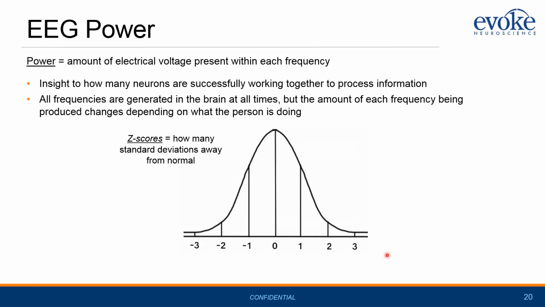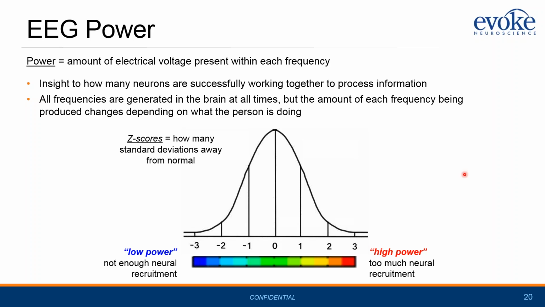So what we do is assess resting state EEG for your patient, and then we compare it to a normal database to see how far off they are from normal brain function. And we measure how far away they are from normal using z-scores, which represent standard deviations away from the norm. And we color code our z-scores using colors of the rainbow. So blue colors mean they're far away from normal because they have low power. They don't have enough neural recruitment. Red colors mean high power. They have too much neural recruitment.